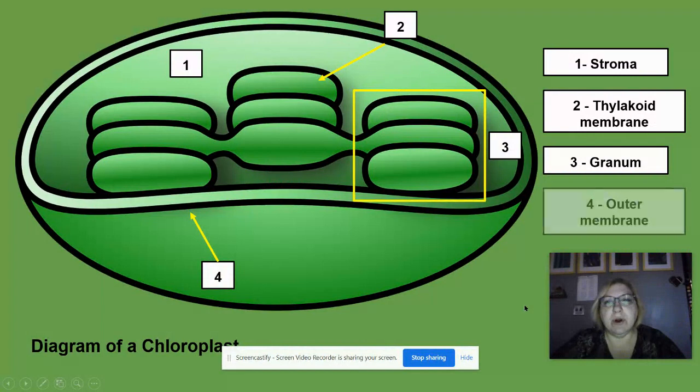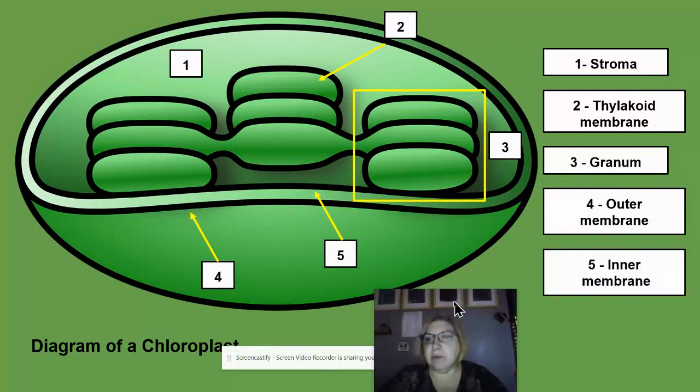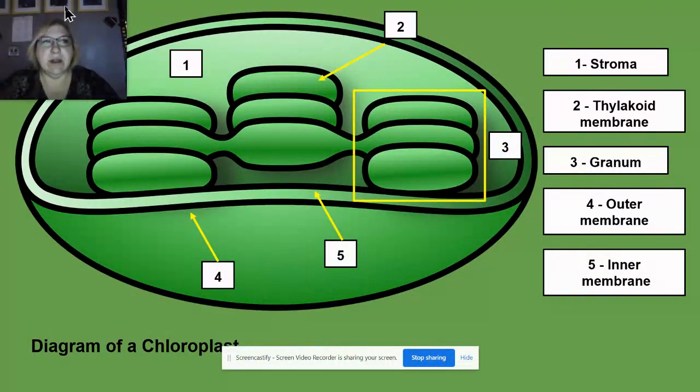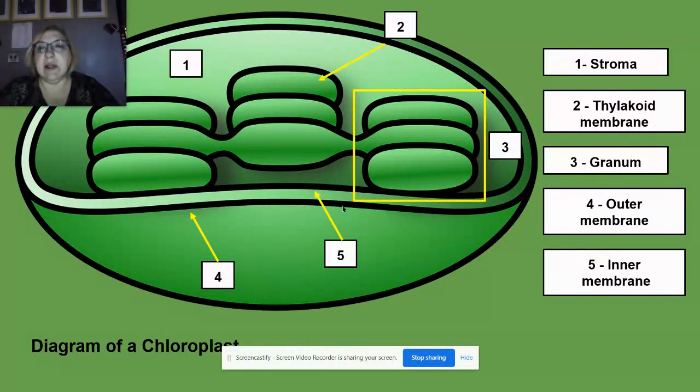Then number 4 is the outer membrane of the chloroplast. And finally, number 5, let's see, I'll move myself over here. Number 5 is the inner membrane. So go ahead and write these alongside this picture. On the fill-in notes, we forgot to put blanks there, but just go ahead and write them down outside of the chloroplast.